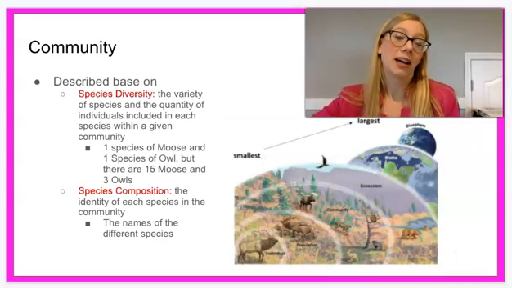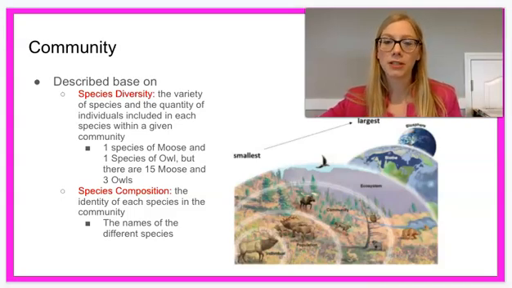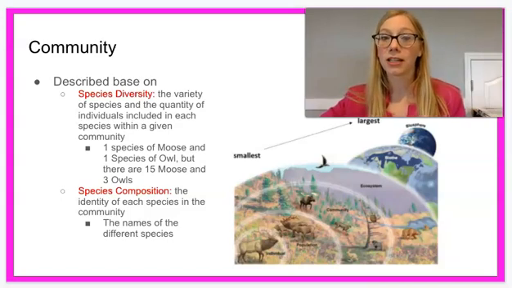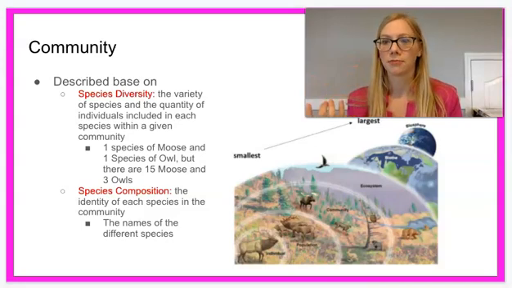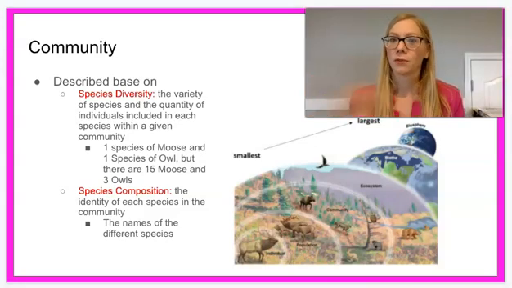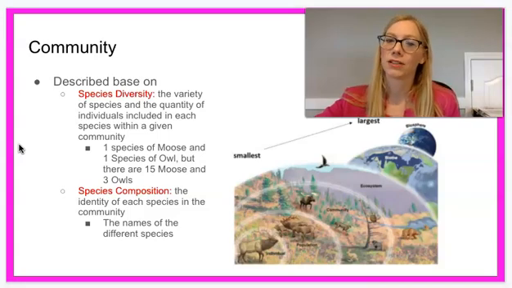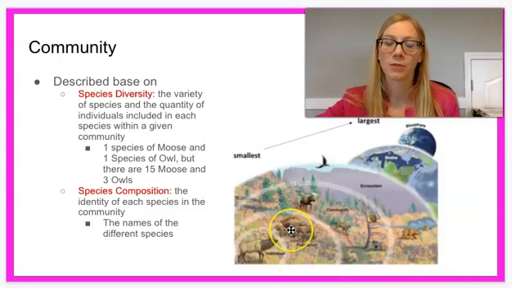We can describe our community in a couple of different ways. In this particular section, we're going to talk about describing our community based on its diversity, really the species diversity, and then the species composition. So what's species diversity? We're looking at species, and diversity, or variety, is a way to think about it. Species diversity is the variety of species and the quantity of individuals included in each species within a given community. For example, here we see one species of moose and one species of owl.